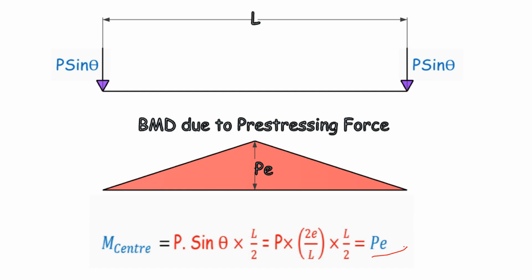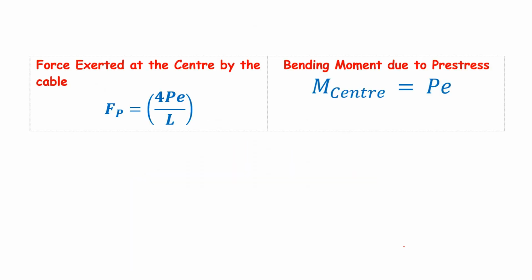Ultimately you have P. So definitely we have these two expressions: the force exerted at the center by the cable, which is the force provided by the cable with the kink, and the bending moment due to pre-stress, which is nothing but P times E. As I told you earlier, the pre-stressing force is acting at the supports, and the kink at the center has eccentricity E. So P times E gives you the moment, and the cable is going to provide an enormous force, which is 4 times the pre-stressing force multiplied by eccentricity divided by the length of the beam.